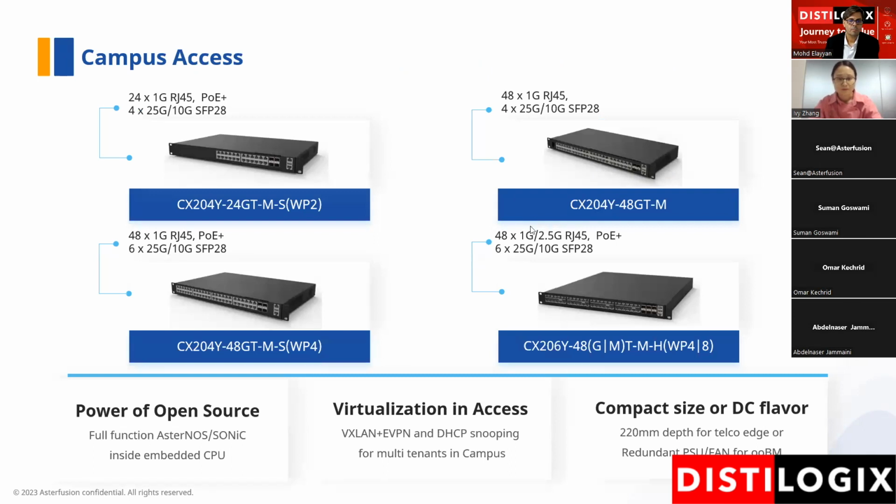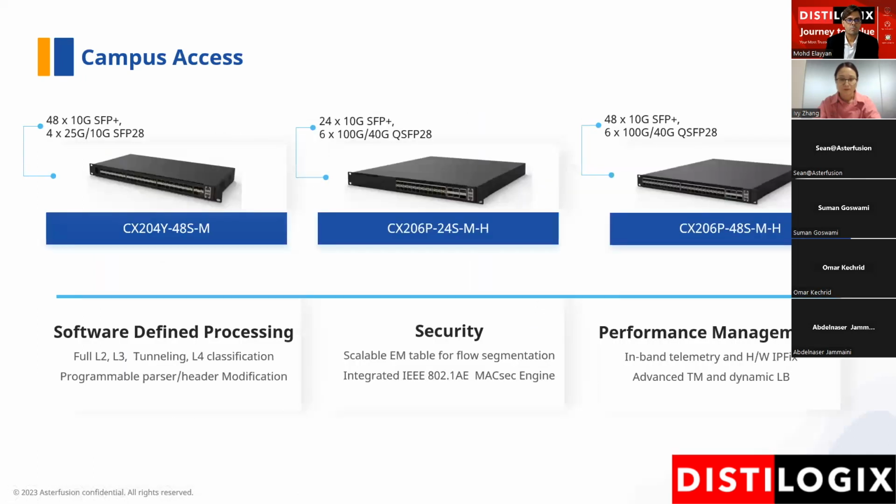Let me continue. The switches can cover most of the scenarios like GE access, PoE access, 10G fiber access, and if there are any small cabinets, we also have 220 millimeter depth for the compact sized cabinets. They support virtualization features like VXLAN and EVPN for multi-tenant requirements. Also some security features like MACsec, and we can also customize some special processing logics for some individualized customers' requirements.